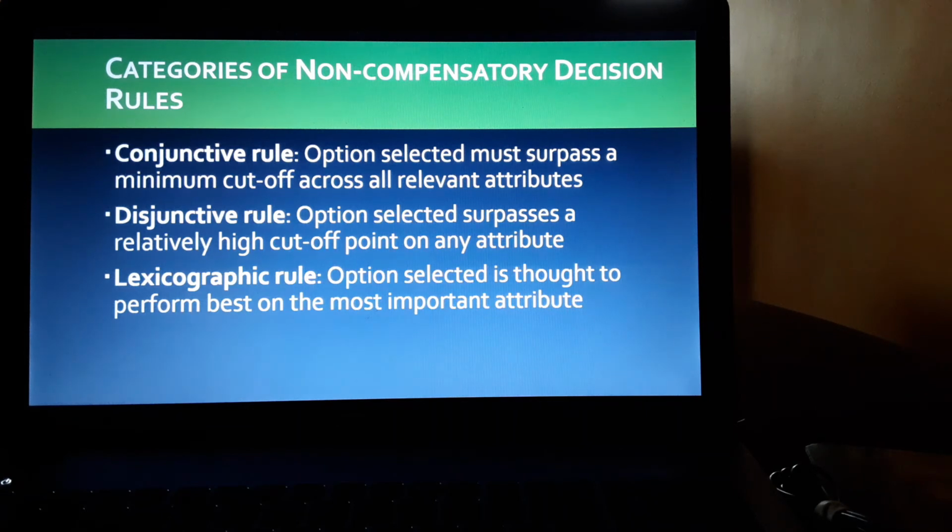Disjunctive, it has high requirements. And lexicographic rule, that the option selected is thought to perform best on the most important attribute. So if you are looking for a car with the highest safety ratings, you're only going to take the ones with the high safety rating, that kind of thing.